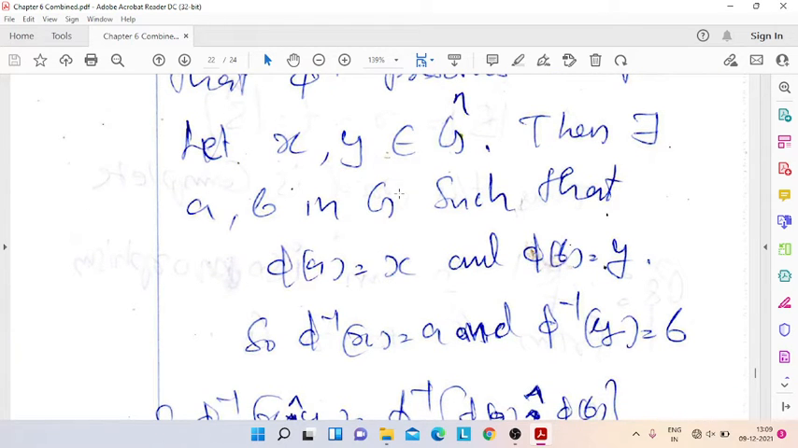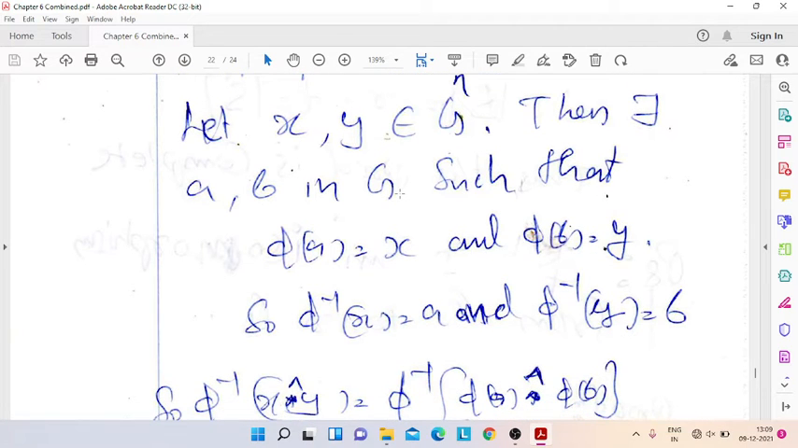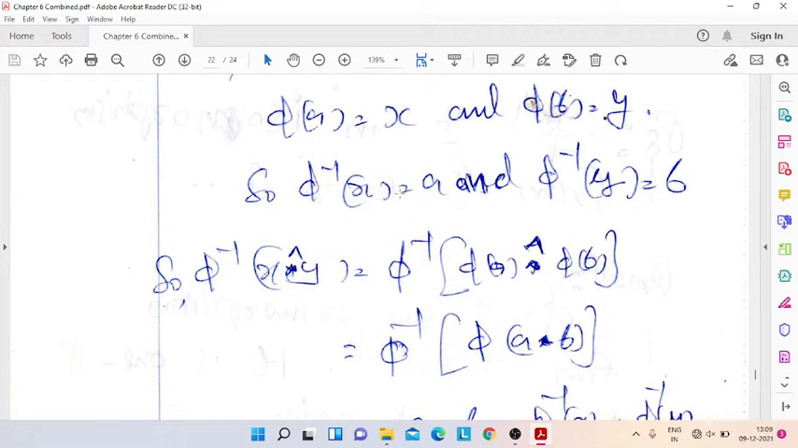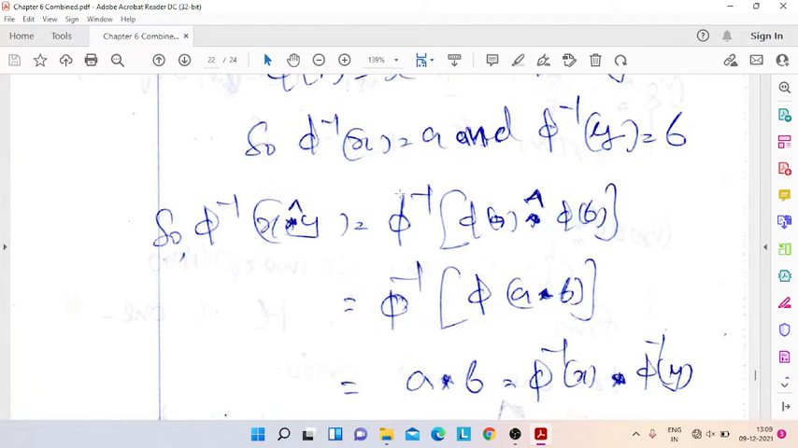Then there exist two elements a and b in G such that phi a equal to x and phi b equal to y. Exactly two such elements exist in G because the isomorphism phi is 1 to 1 and onto. Therefore, we can define phi inverse of x equal to a and phi inverse of y equal to b.